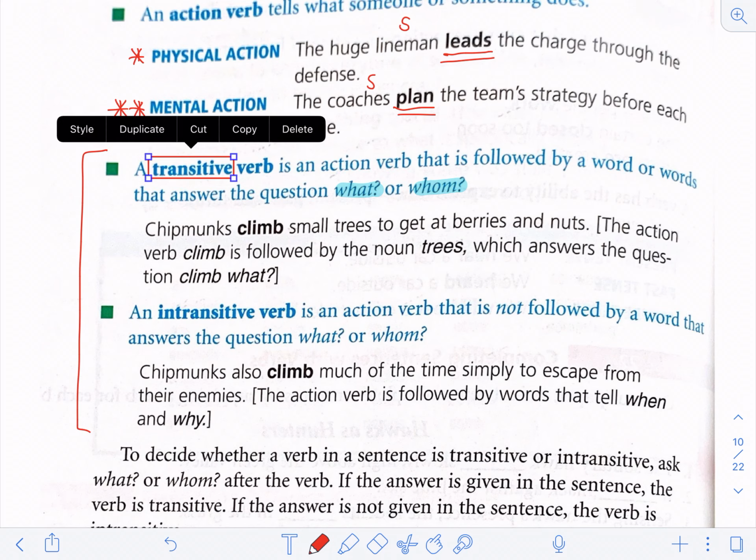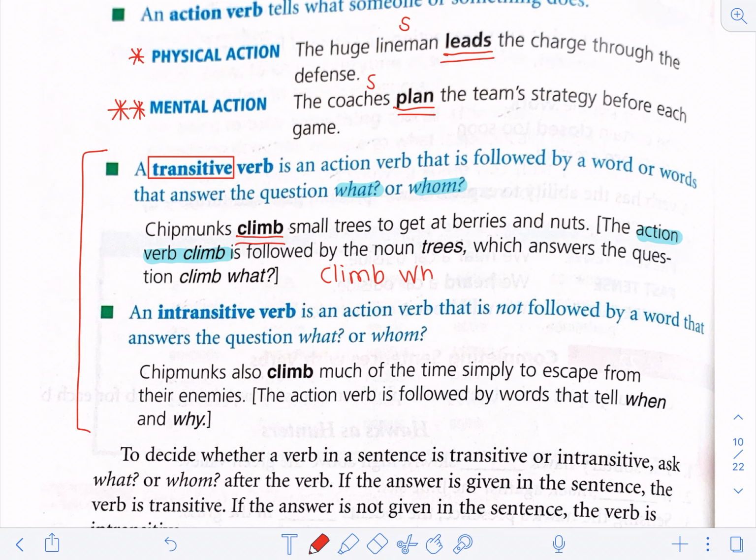Okay, what or whom. Chipmunks climb small trees to get at berries and nuts. The action verb is climb, and it's followed by the noun trees, which answers the question what. So in order to find the answer, I would ask, climb what? And the answer to that is trees. That shows that it is a transitive verb. The action is carrying along or passing along to another object.